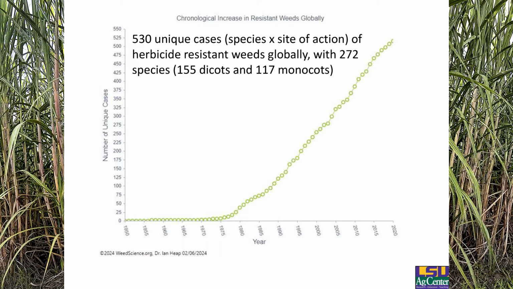So currently, these are our most up-to-date numbers. Worldwide, there are 530 unique cases, species by site of action, of herbicide-resistant weeds globally, with 272 species, 155 of which are dicots and 117 of which are monocots.